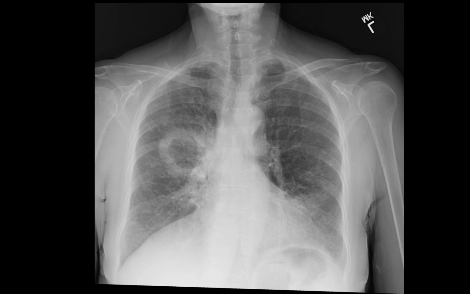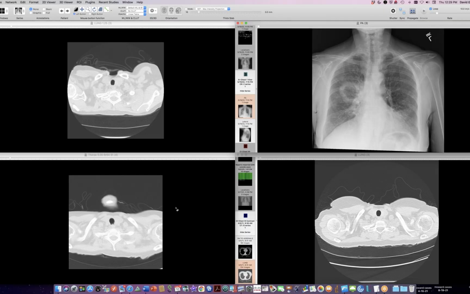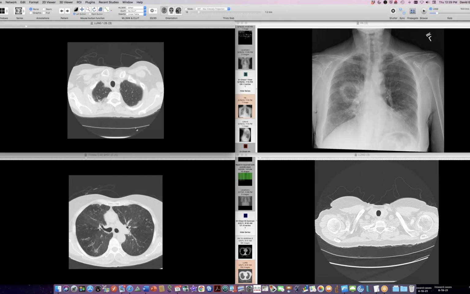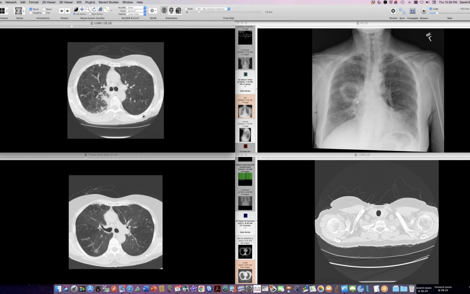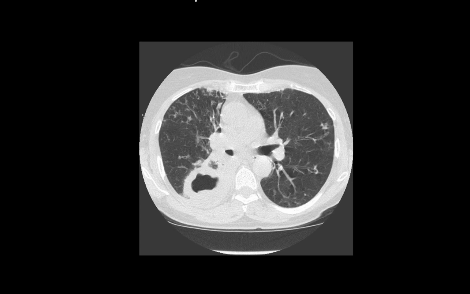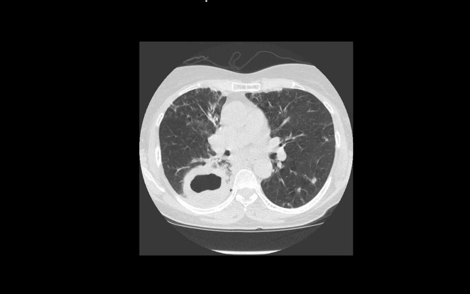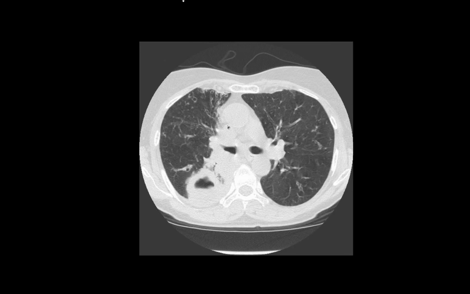So a current CT to this one is roughly here. Let me pull up the CT. Okay, I think this is the current CT for that. It matches that chest radiograph with this big angry looking cavity here, but then lots of bronchial disease elsewhere.